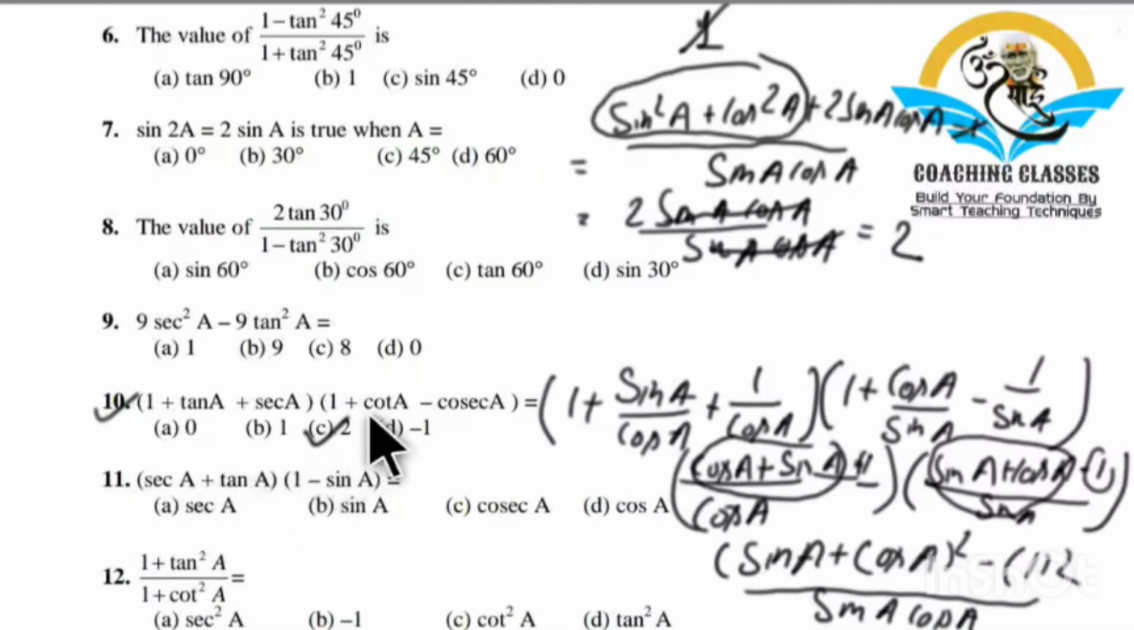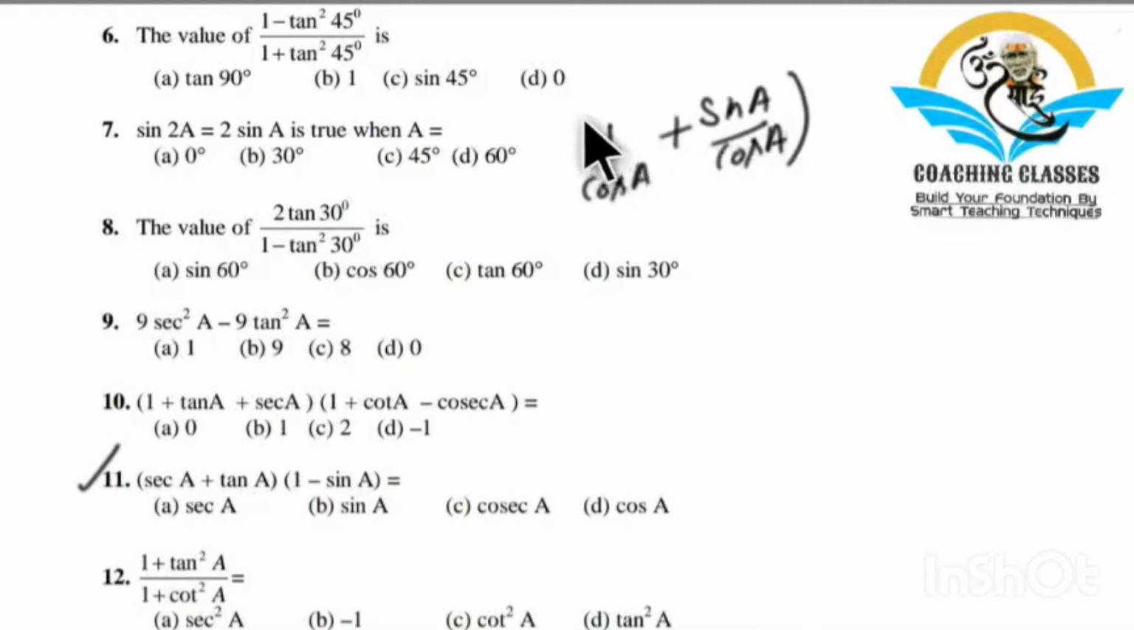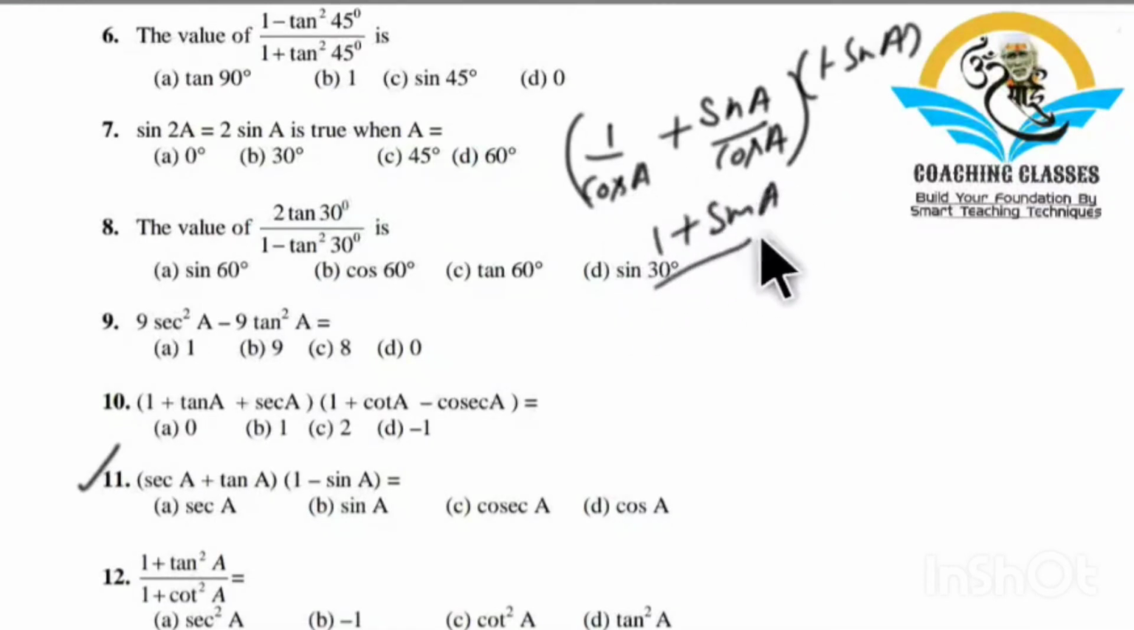Now question number 11. Sec A plus tan A times 1 minus sin A. You have to find the value. Here also you change sec A, 1 upon cos A plus tan A you can write as sin A upon cos A. Here 1 minus sin A. Take LCM, you get 1 plus sin A upon cos A and 1 minus sin A.